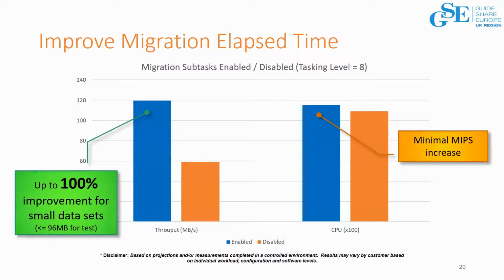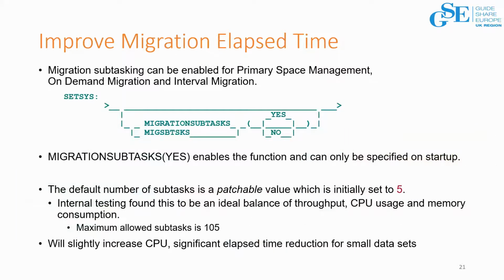And then on this slide, we see expected improvement with migration subtasking. The blue bars represent results when migration subtasking is enabled, and the orange is when it's disabled. And in a controlled environment with a tasking level of 8, you can see we experienced 100% throughput improvement for small data sets with very minimal MIPS increase. So that's substantial.